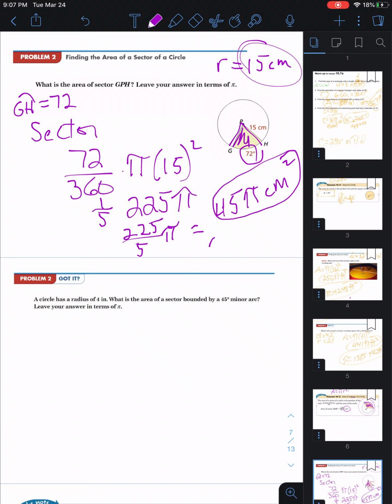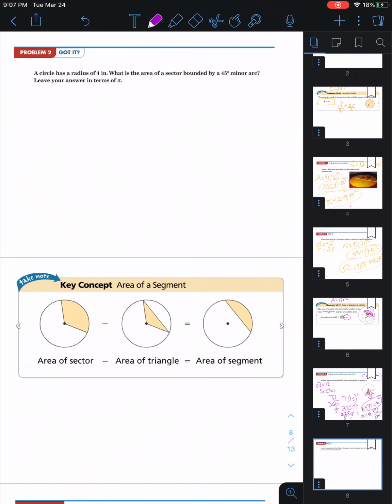The approximate for this would be about 141.372 centimeters squared. That'd be our approximate. Okay, we drop down to our next slide.